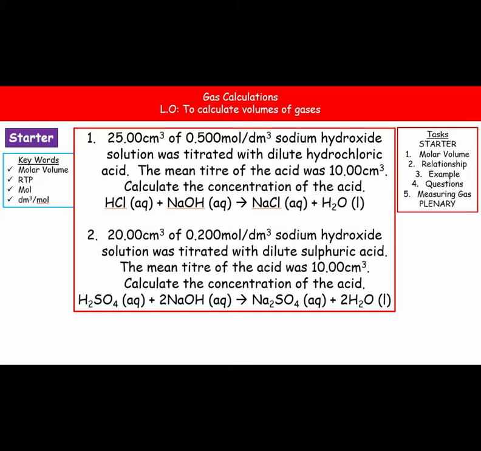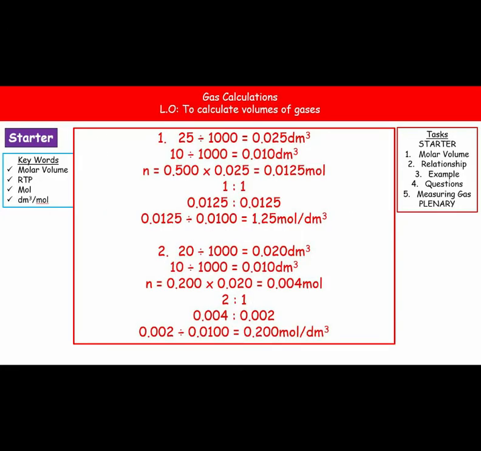If you still need a bit more time, hit pause now. Okay, let's have a little look and mark your answers then. For question 1, hopefully the first thing we did was convert our centimetre cubed volumes into decimetres cubed by dividing by 1000. So 25 divided by 1000 gives us 0.025, and 10 divided by 1000 gives us 0.01 decimetres cubed.